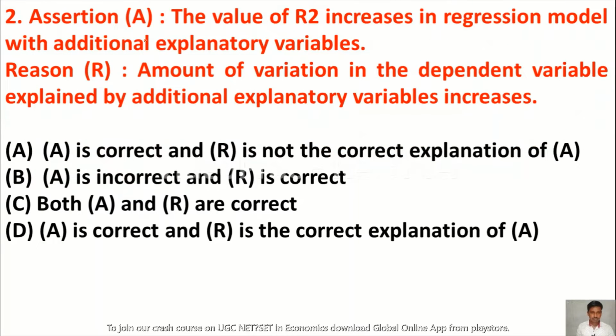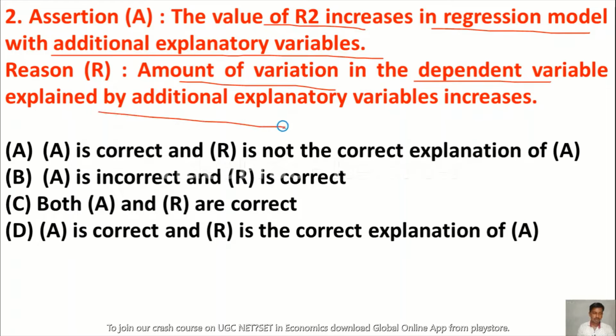So the next question is assertion and reason. Assertion is the value of R2 increases in a regression model with additional explanatory variables. The assertion is saying that the value of R2 in a regression model is going to increase with additional explanatory variables. And the reason is the amount of variation in the dependent variable explained by additional explanatory variables increases.